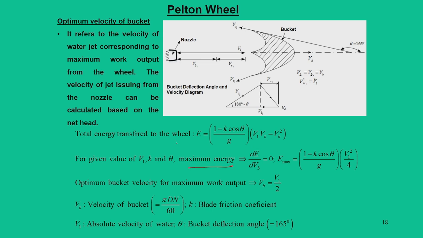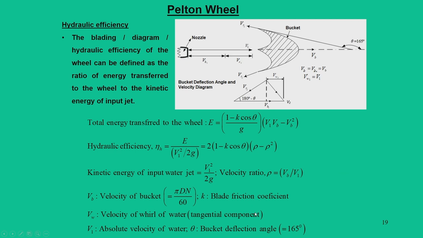For harnessing maximum energy, these expressions can be differentiated with respect to Vb, so that we can find E max, the maximum energy that can be harnessed, which is (1 - k cos θ)/g × V1²/4. So, this gives the optimum bucket velocity for maximum work output equal to V1/2, which means that the bucket moves at half of the jet velocity.